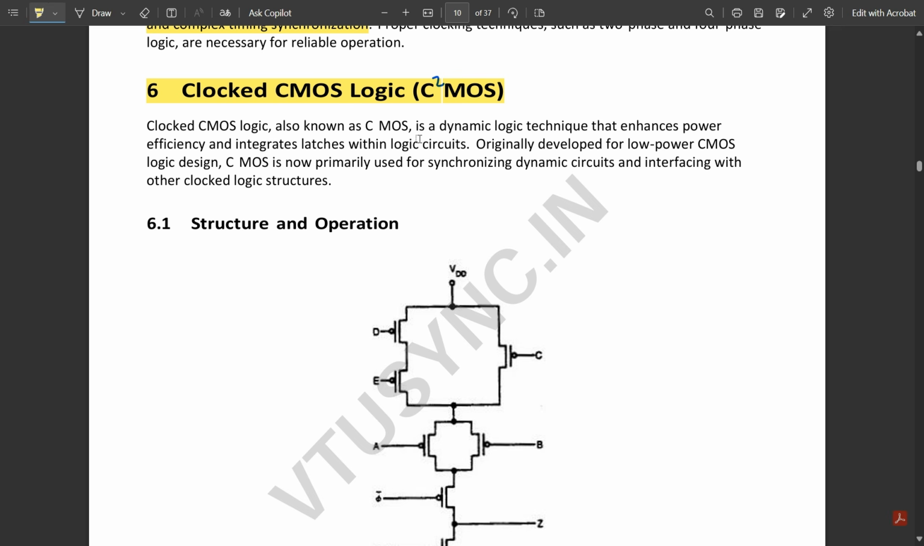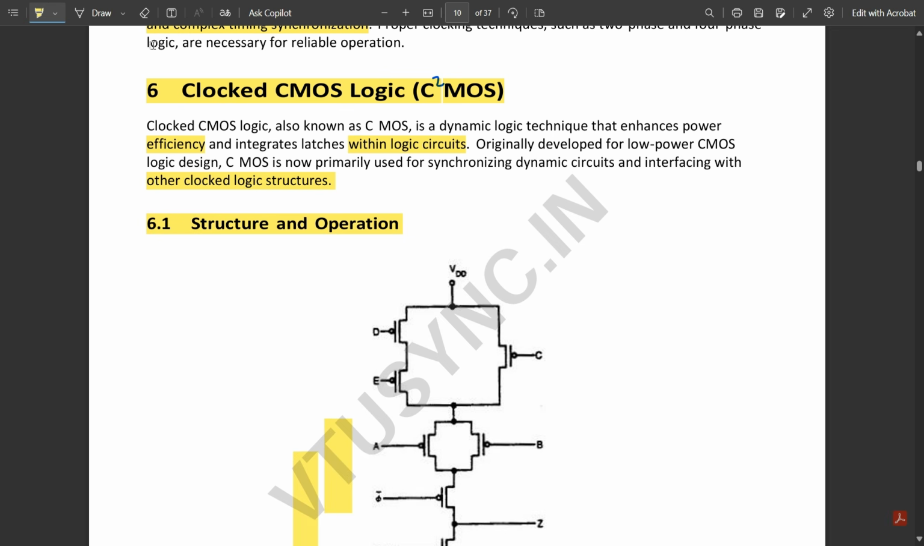It is a dynamic logic technique that enhances the power efficiency. In the case of clocked CMOS logic, the power efficiency is enhanced and latches are integrated within the logic circuits. Originally developed for low power CMOS logic design, it is now primarily used for synchronizing dynamic circuits and interfacing with other clocked logic structures.